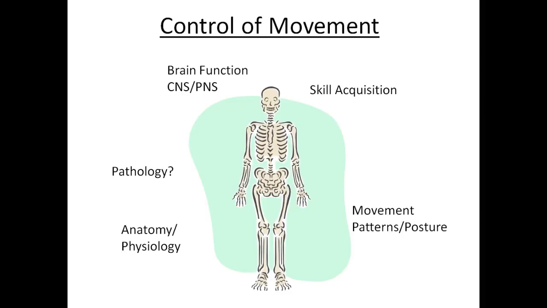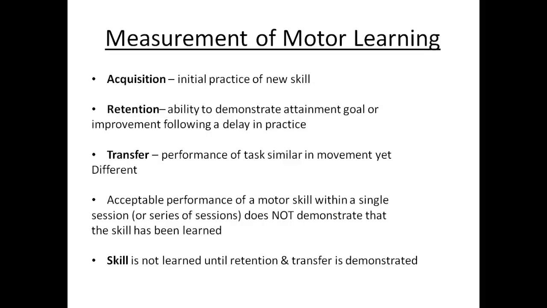So we've got to think about the brain, the central nervous system, and the peripheral nervous system, and skill acquisition, skill being the learned ability to bring about predetermined results with maximum certainty, often with minimum outlay of time or energy or both. We've got to think about movement patterns, we've got to think about your posture, and relate this to pathology. You know, how does movement change if a young child has cerebral palsy, for example, and related to potentially abnormal anatomy or physiology.